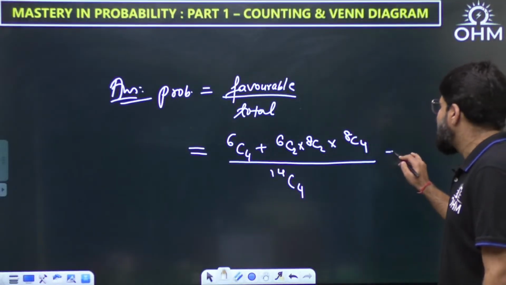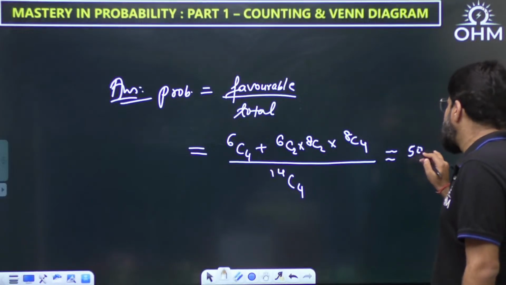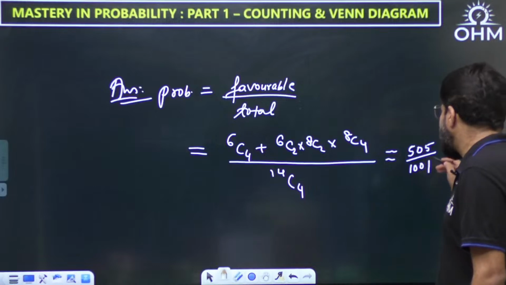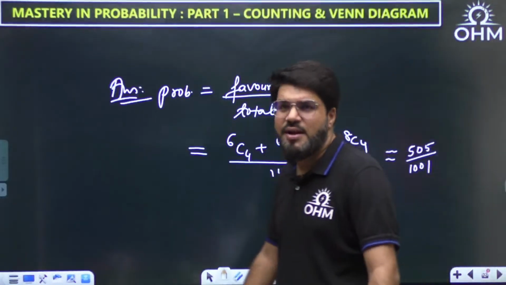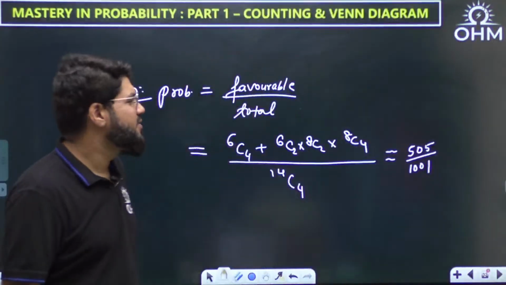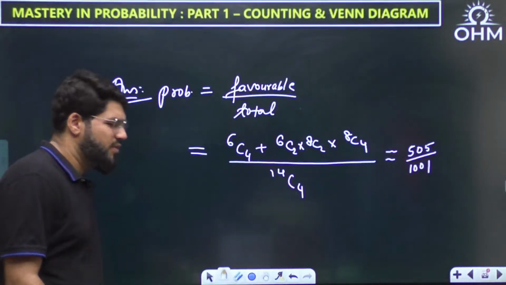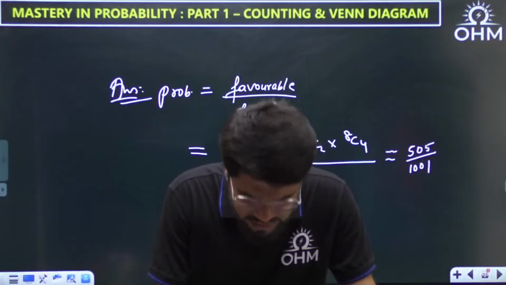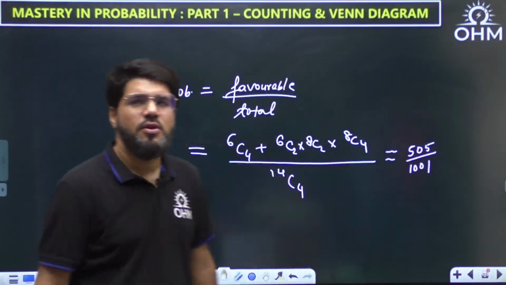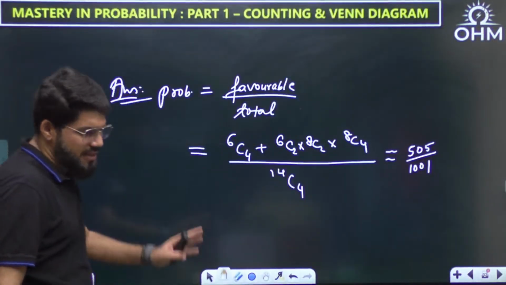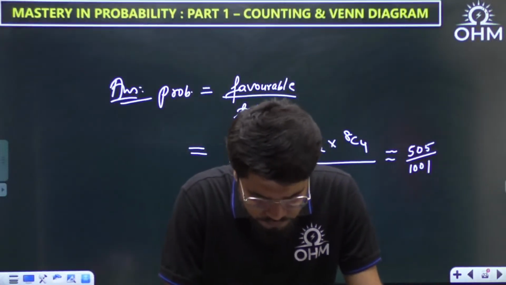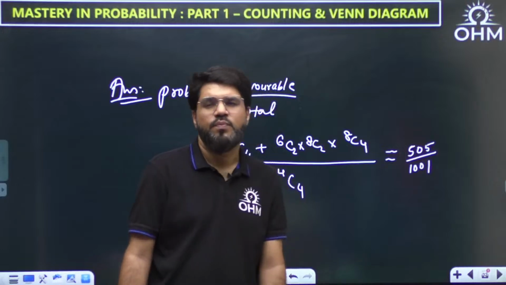You solve it, guys, calculations are up to you. This will be somewhere around 505 upon 1001, something like that. Approximately I am telling you, somewhere like this the answer will be, 505 by 1001, something of this sort. So calculations you can handle, but the main thing is getting the language. Any confusions, please let me know.